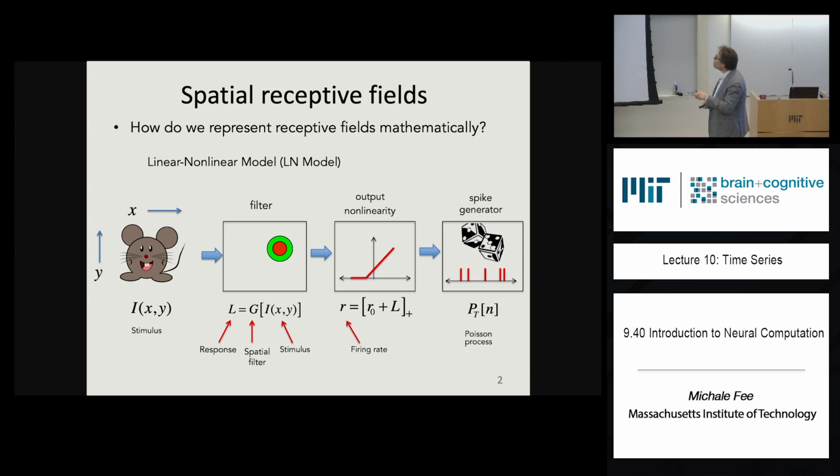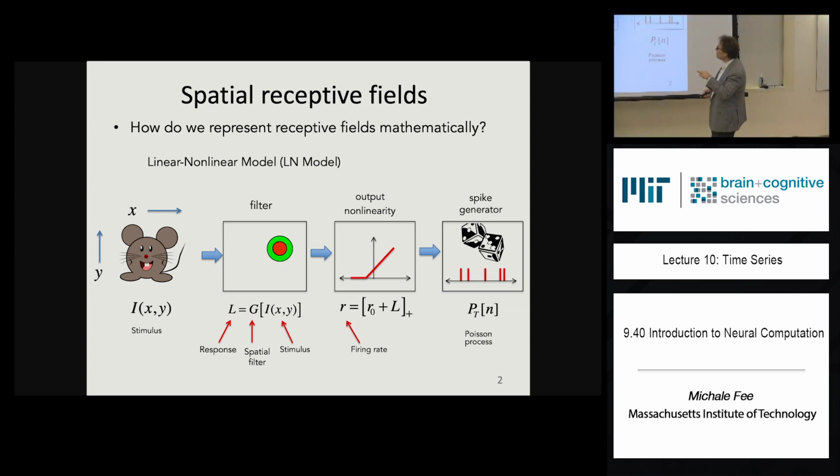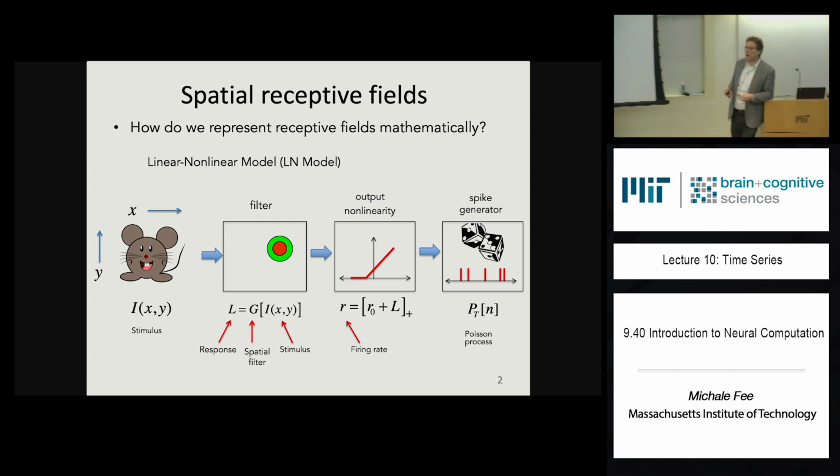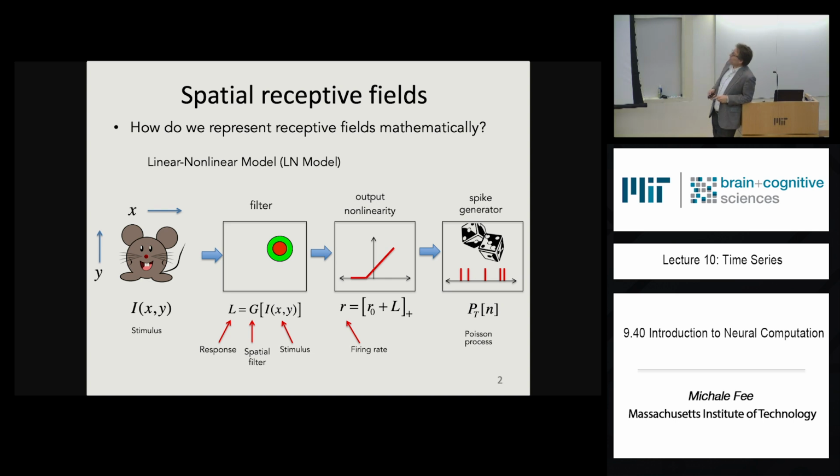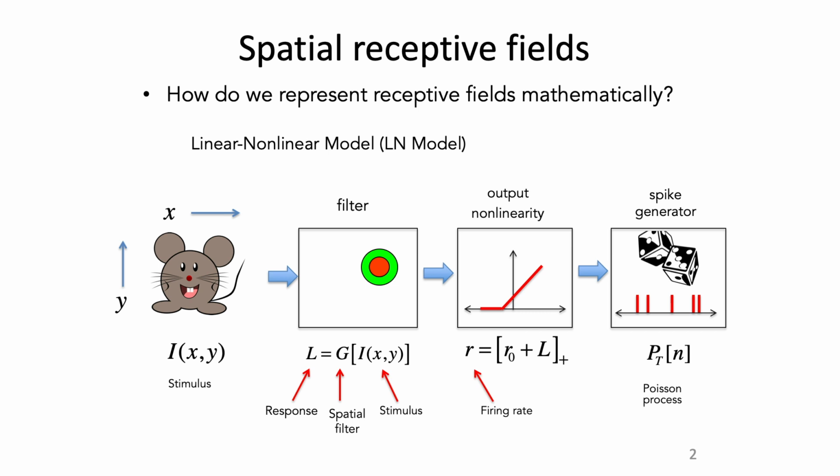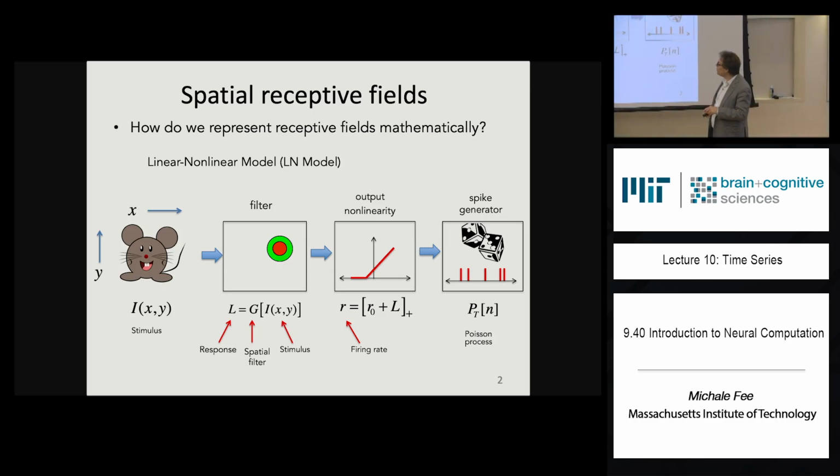So, all right, a brief review of receptive fields, mathematical models of receptive fields. The basic, most common model for thinking about how neurons respond to sensory stimuli is the linear nonlinear model. And again, the basic idea is that we have a sensory stimulus. In this case, this is the intensity of a visual field. So it's intensity as a function of position x and y, let's say on the screen or on a retina.